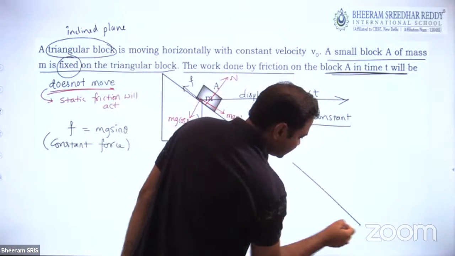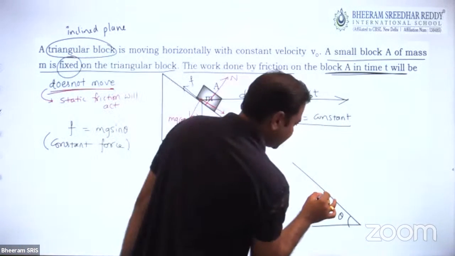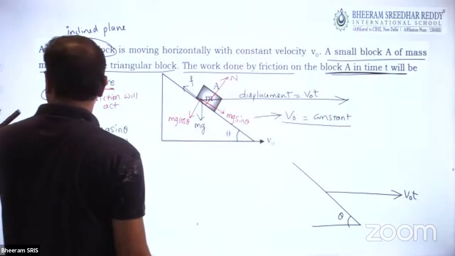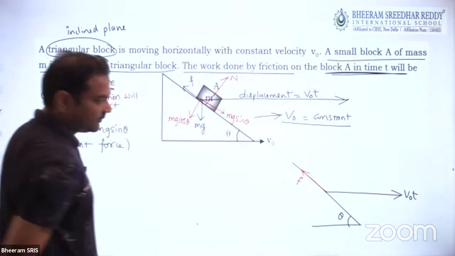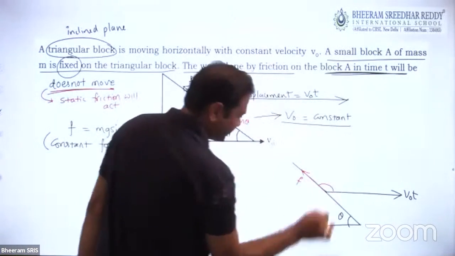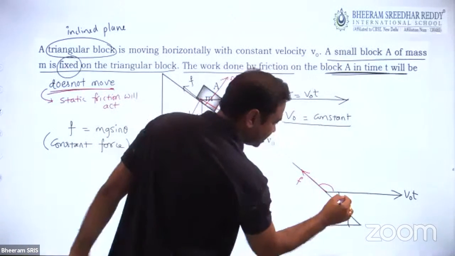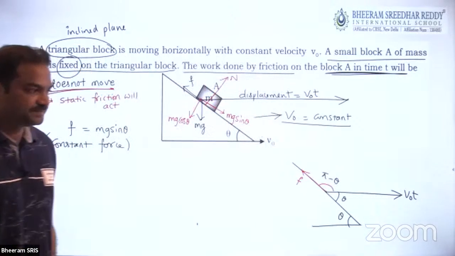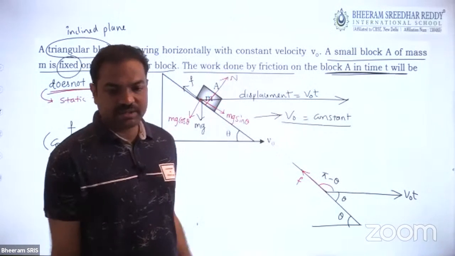This is the incline. The incline makes an angle theta with the horizontal. Displacement is this, which is v naught into t. How will the friction force act? Friction force will act along the incline in the upward direction. Then what is the angle between these two vectors? Obviously this angle is theta. Then this angle is pi minus theta, which is 180 minus theta. So the angle between the displacement and frictional force is 180 minus theta.